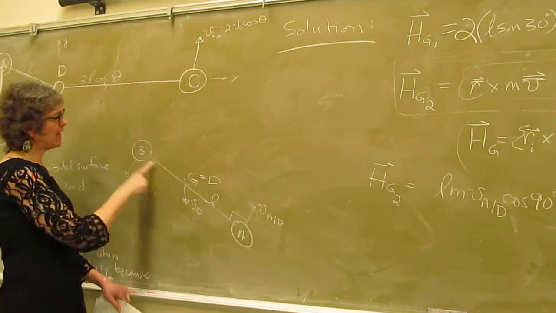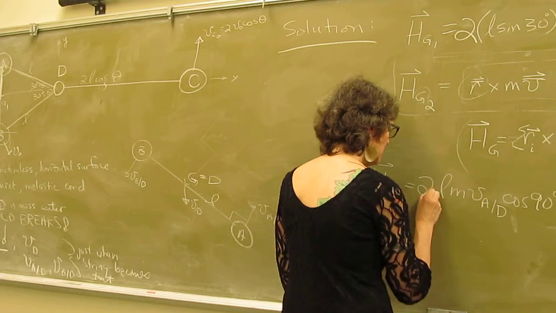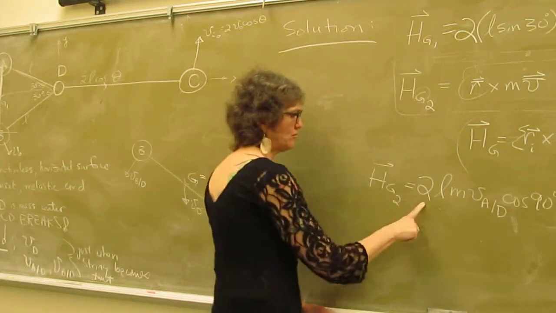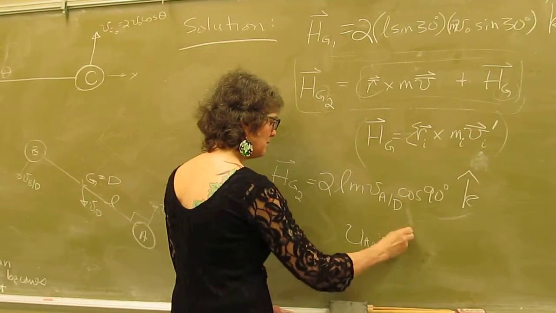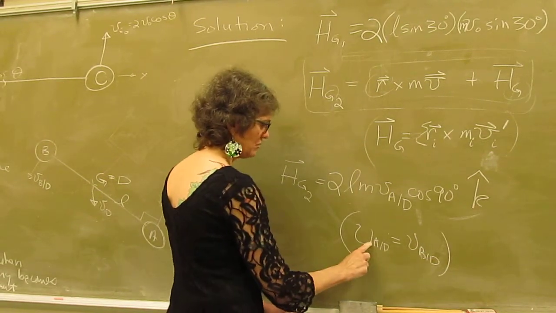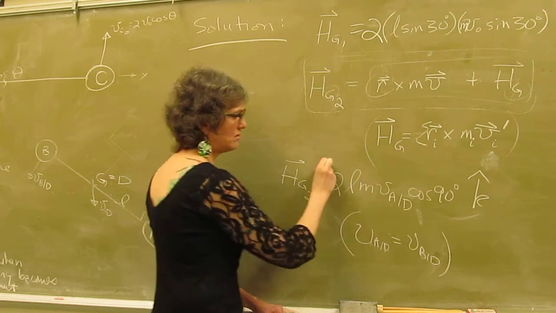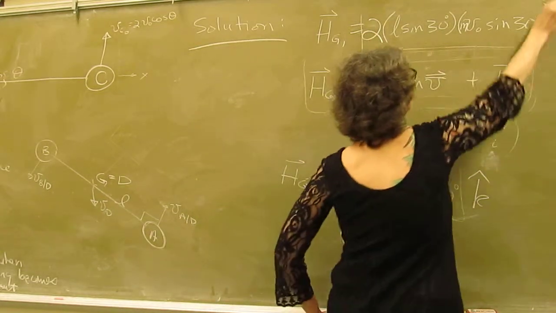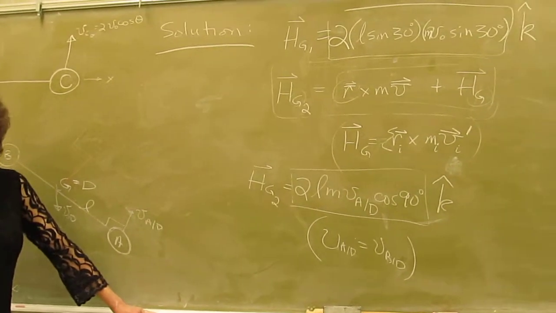Okay, and then when you calculate it for B, you're going to get the same thing. You forgot the K hat. Thank you. So it's just going to be twice it, because VA with respect to D, the magnitudes are going to be the same. So I'm using that idea. And now you just take this and equate it to this and solve for VA with respect to D, and you're done.